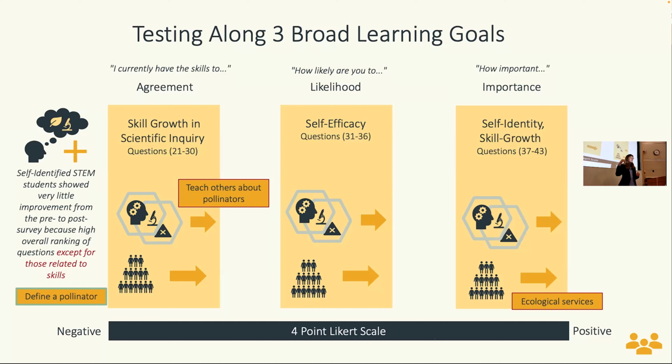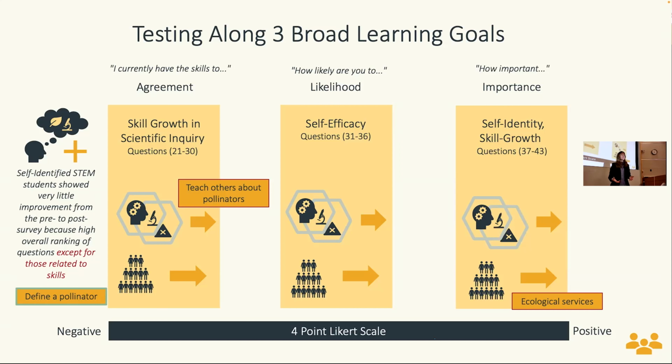We use likelihood, so how likely are you to repeat something, as self-efficacy. So if you feel like you're effective at something, you're probably more likely to do it again. And then importance. So how important are these ecological interactions that we taught you in the training module, how important are they to you? And we used this as a proxy for self-identity and skill growth.